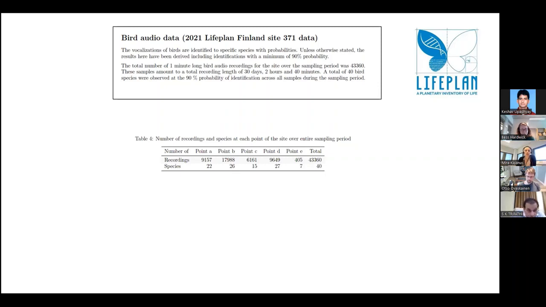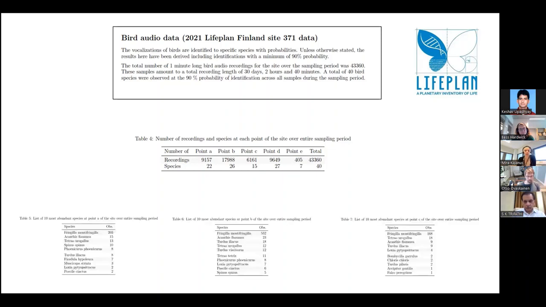Another table that we could present is how many recordings there were between different sites, between different points. Here, this data has 1 middle point and 4 corner points. That's why there's five points in total. So we can see how the recordings are divided between the different points, and also then the species numbers if they differ between the points.